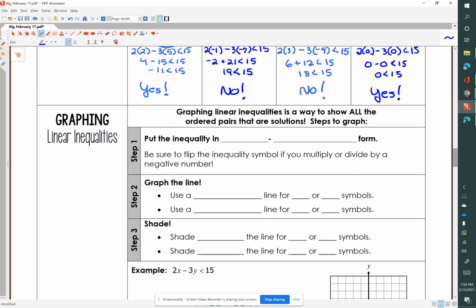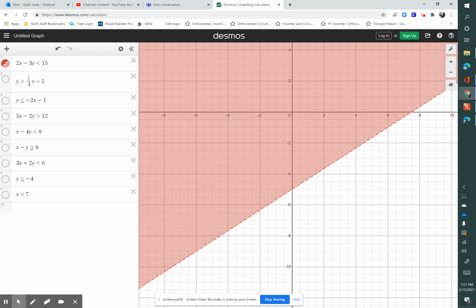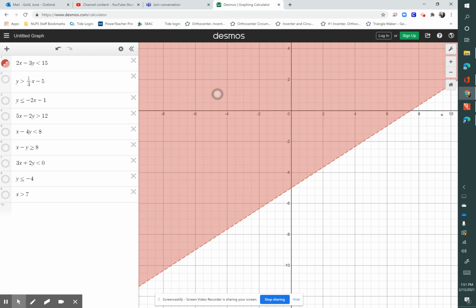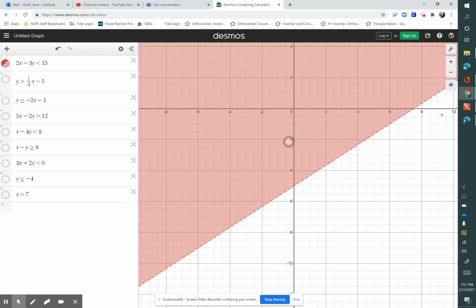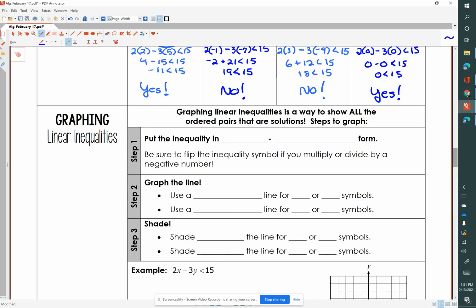So when we graph linear inequalities, we can show all of the ordered pairs that are part of the solution. As we did with this Desmos, every point in this shaded pink area is part of the solution to that inequality. So what are the steps to graphing the inequality? So first, we want to put the inequality in slope-intercept form, right?